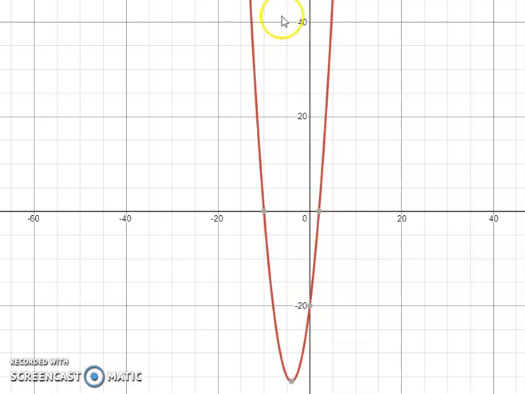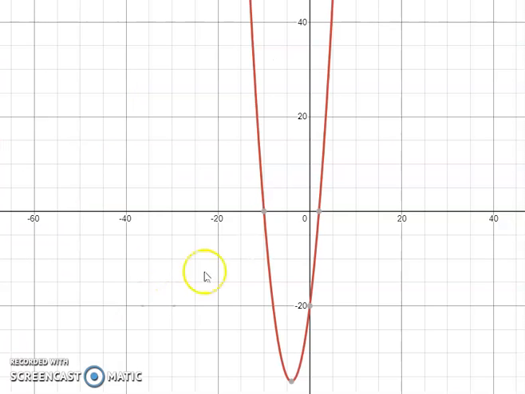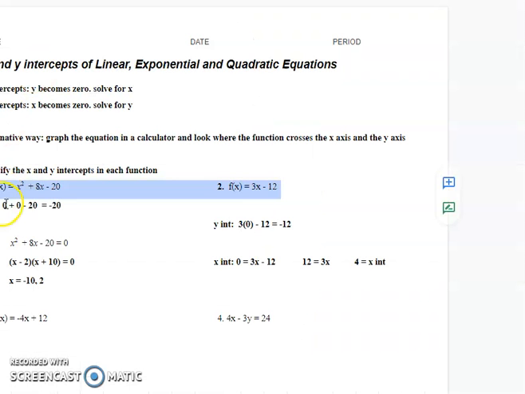Arcs or parabolas usually have two x-intercepts. Sometimes they have one, sometimes they have none, but we're going to start off with ones that have 2. So here's one of them. Here's 2. And here's negative 10. Oh, yeah, that's what I meant. This should be negative 10, not 8. Okay, spring break. So negative 10 and 2. That makes sense. So that's how you do x and y intercepts with linear and quadratic.